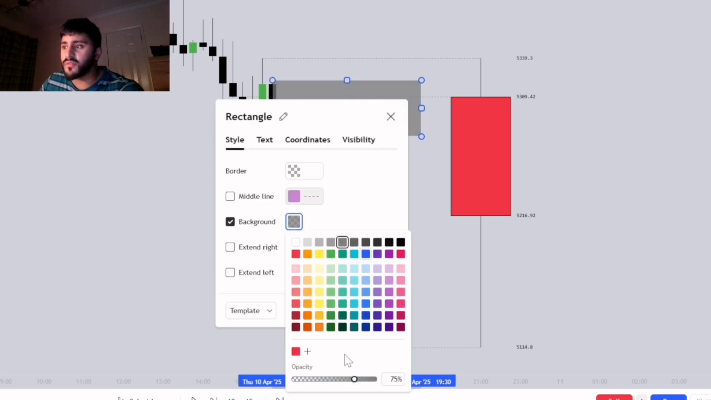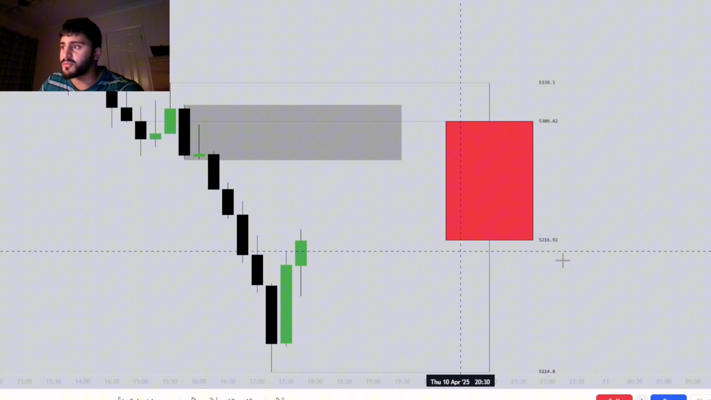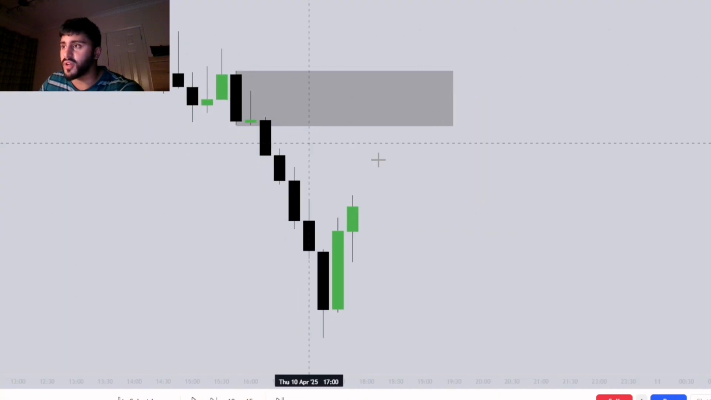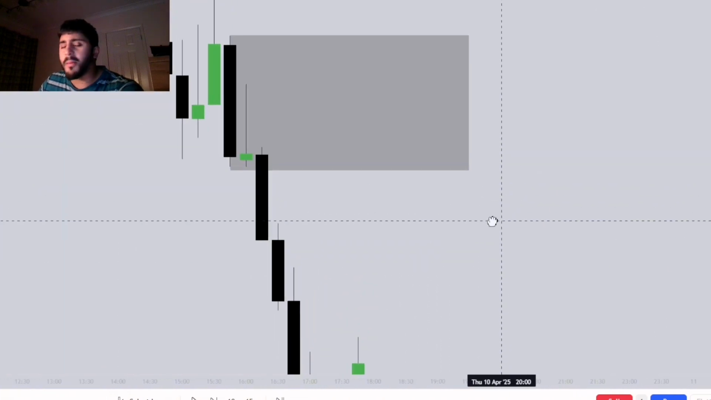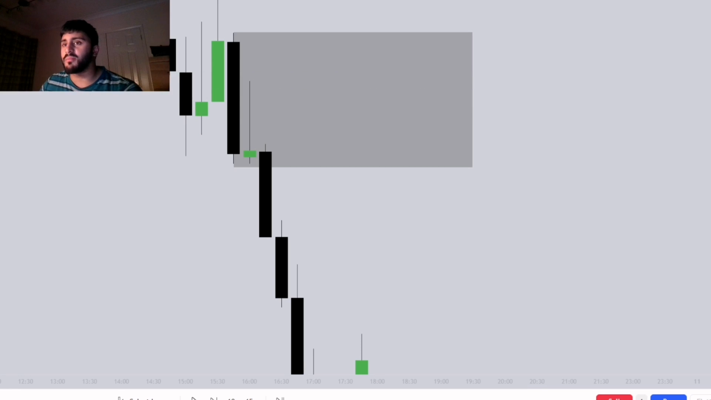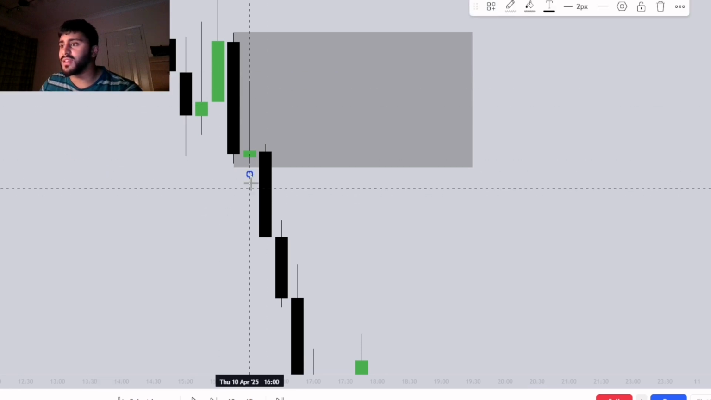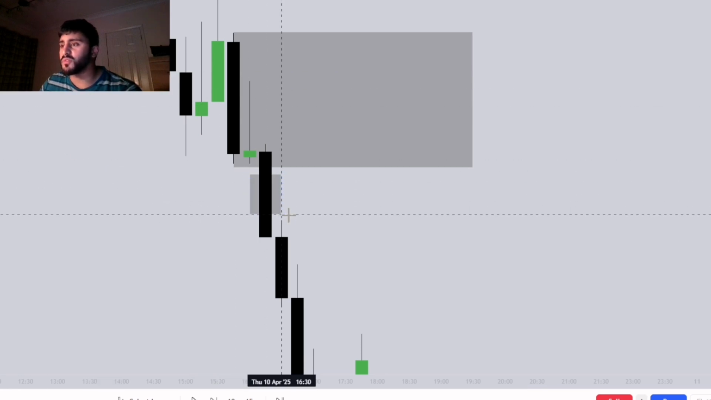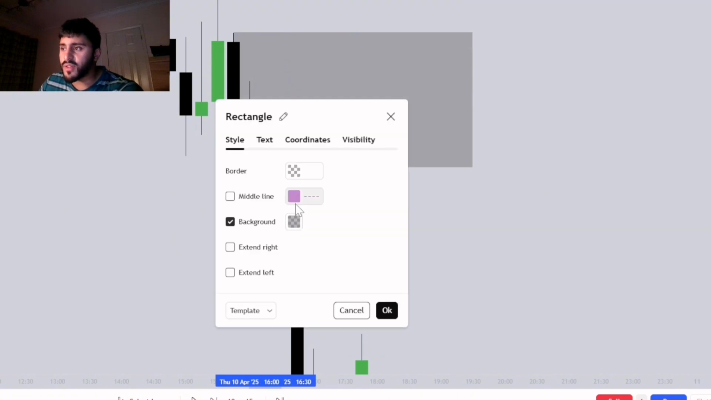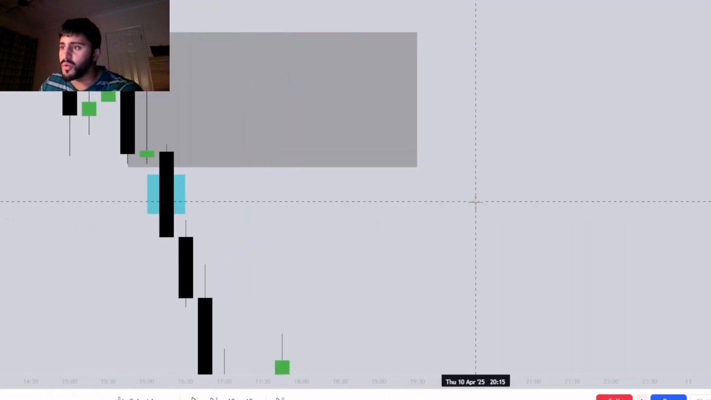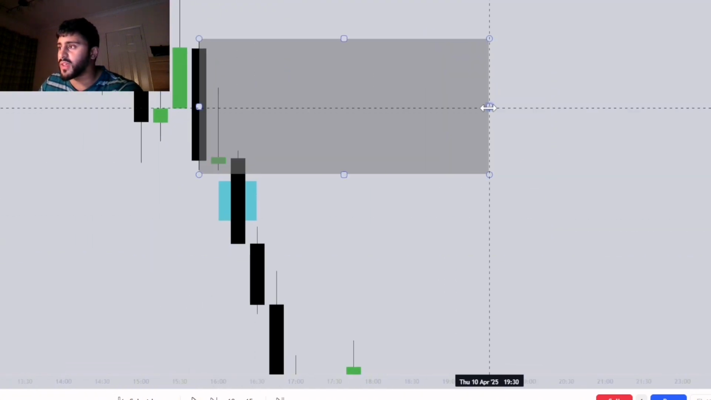Now, I'm going to explain the difference between a POI and a fair value gap. So pay attention to this very closely. The POI is different to the fair value gap because the POI will be the candle or the range just before the fair value gap. So this is the fair value gap that I'm labeling in blue. That's the blue fair value gap over there. We can all see that.